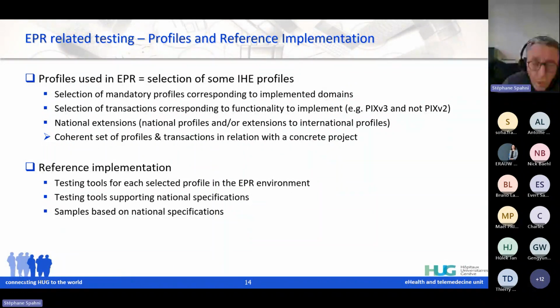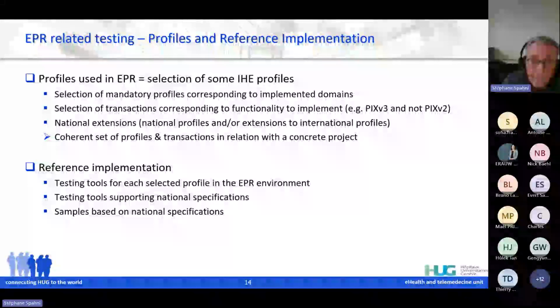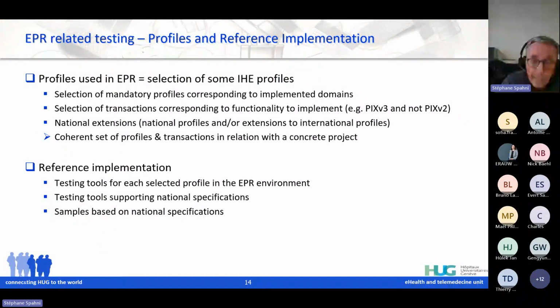And in order to do this testing in the best environment possible, we have a reference implementation, which is made out of the IHE Gazelle testing tools, but configured with the Swiss profile, proposing only the EPR transactions and based on the national extensions, national specifications. We also have a set of samples, again based on the national specifications.